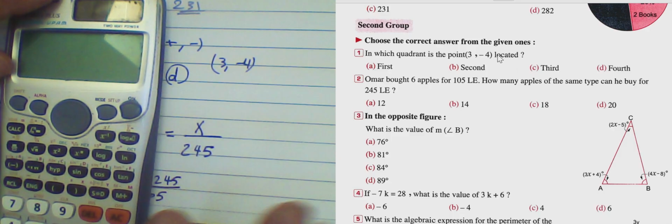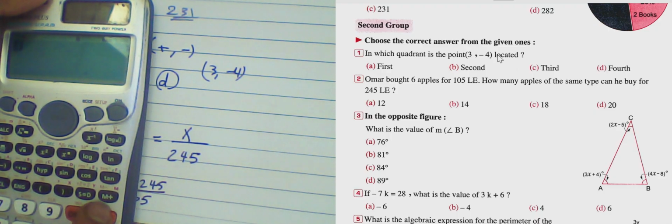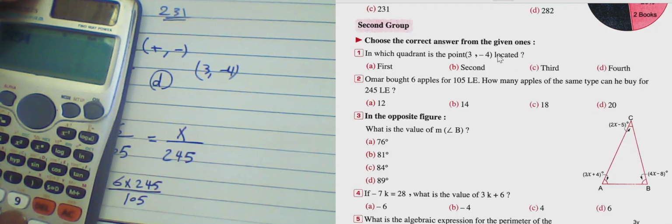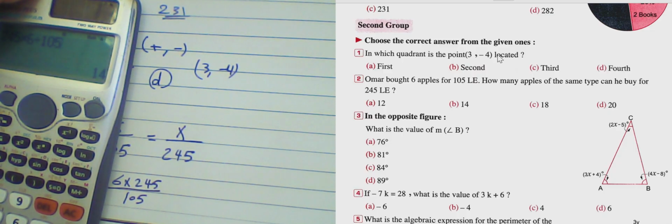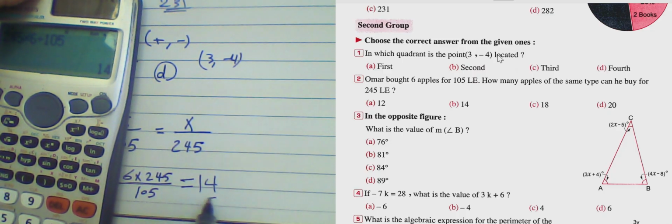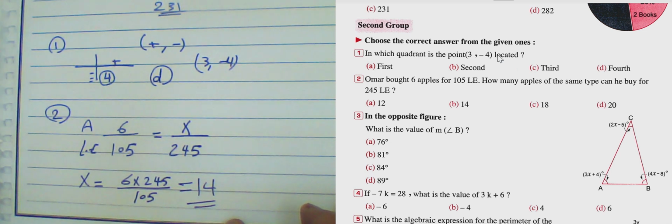Write x equals, using the rule that the product of extremes equals the product of means, 6 times 245 over 105. Using a calculator, the number of apples will be 14 apples.